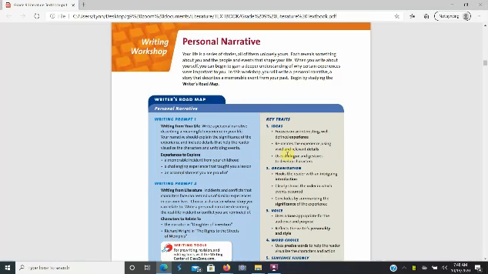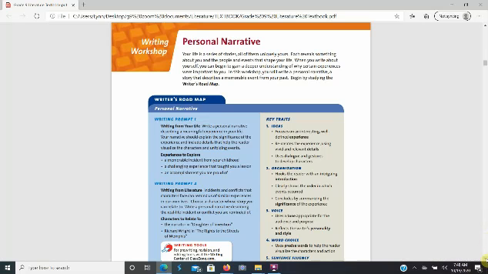Today's lesson is on writing a personal narrative, and we will begin on page 168 in your literature book. Your life is a series of stories, all of them uniquely yours. Each reveals something about you and the people and events that shape your life. When you write about yourself, you can begin to gain a deeper understanding of why certain experiences were important to you. In this workshop, you will write a personal narrative, a story that describes a memorable event from your past.